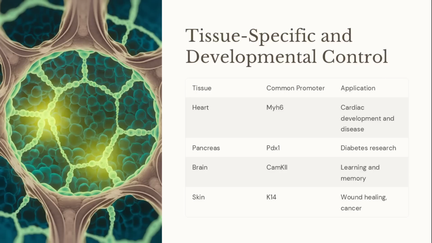Tissue-specific and developmental control involves using common promoters for specific applications. For example, Myh6 is used for cardiac development and disease, PDX1 for diabetes research, CaMKII for learning and memory, and K14 for wound healing and cancer.